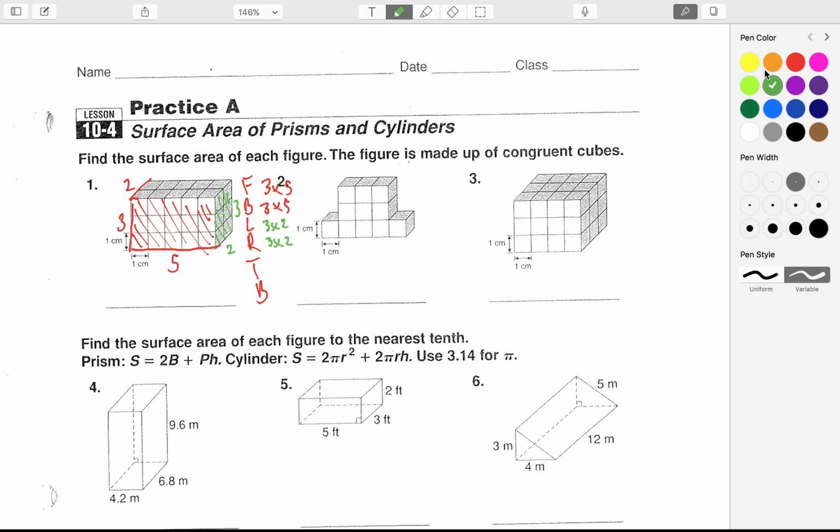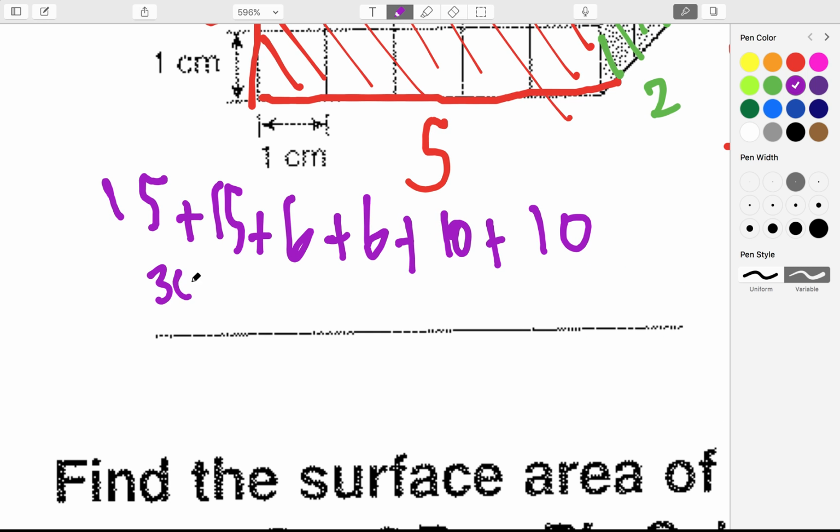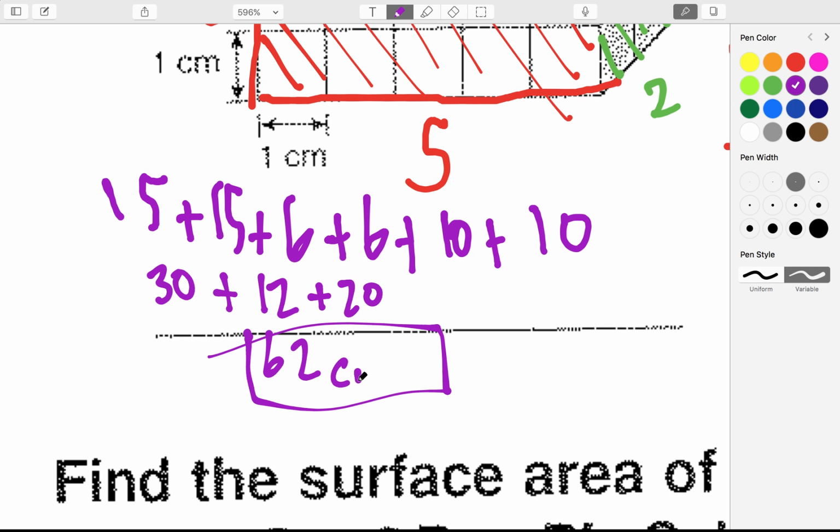And your top, let's change colors. Your top is right here. That is going to be 2 times 5. 2 times 5 is 10. So 3 times 5 is going to be 15. 15. 6. 6. 10. 10. Add them all up. 15 plus 15 plus 6 plus 6 plus 10 plus 10. 15 plus 15 is going to be 30. 30 plus 12 plus 20. 30 plus 20 is 50. 50 plus 12 is 62. So 62 centimeters squared.